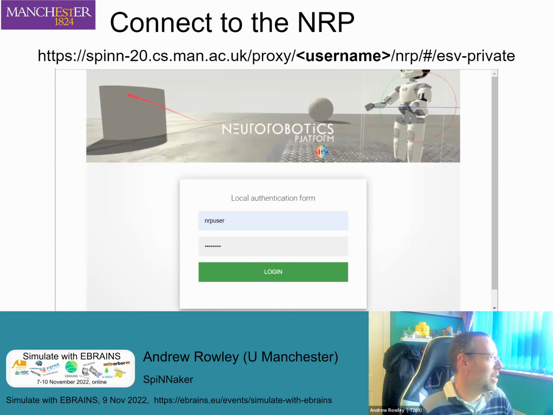While we're talking about the NRP, if you then want to access that, you can do so from a URL that looks a bit like this. And I'll put these URLs up later as well, so don't worry too much about accessing it right now. But basically, you have to put your username in there, and then you get into something like this. There's an NRP user, and I think the password's just password. If it's not password, it's NRP user. I'm pretty sure it's password.